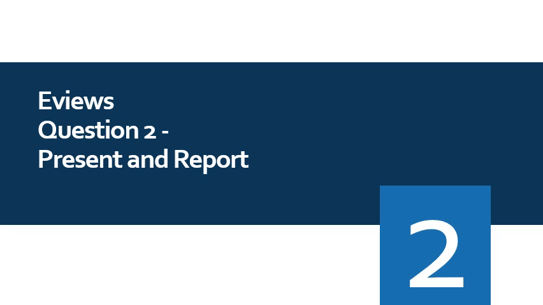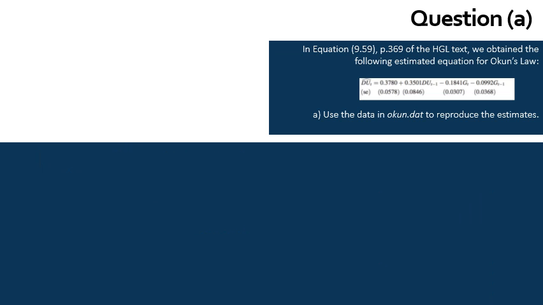EViews question 2, present and report. The first EViews question we have is question A. This question asks us to reproduce the estimates of the equation on page 369, which is equation 9.59, and that is an estimated equation for Okun's law.